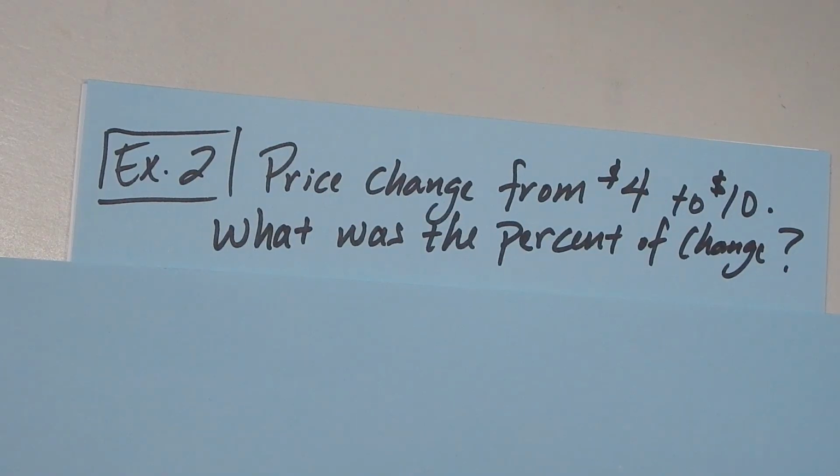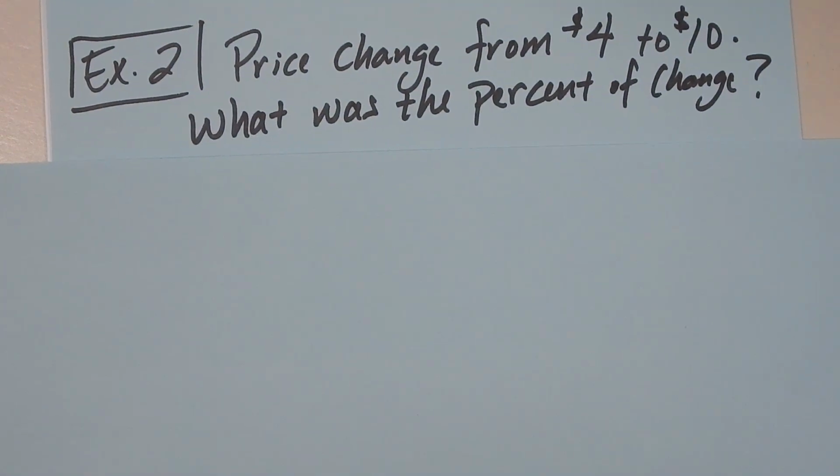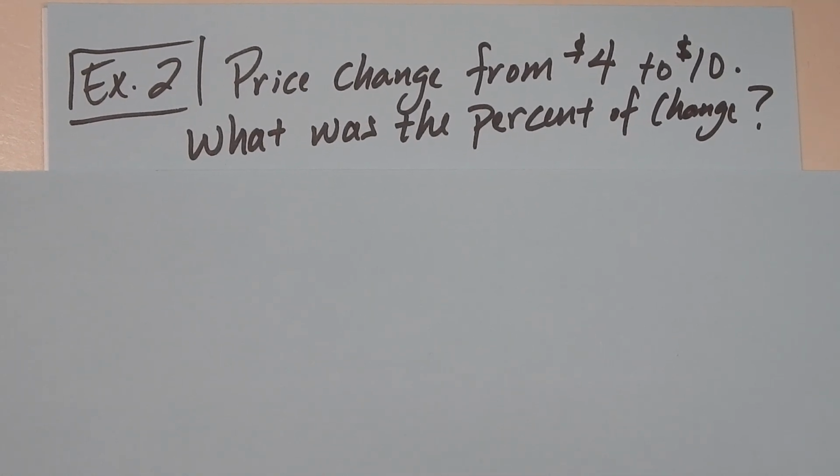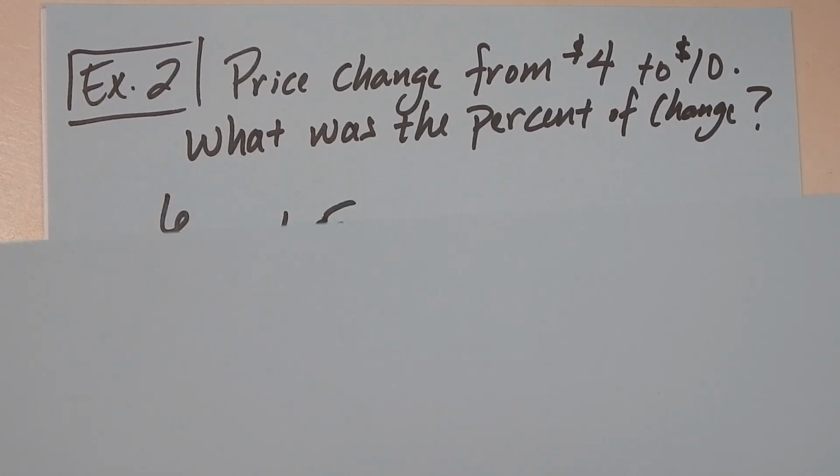Let's look at some more examples here. So let's go the other way. What happens if the price changes from $4 to $10? What is the percent of change? This might be surprising, but it's different. This problem is different than the other one. We know it's an increase, but it doesn't increase by the same amount that it just decreased by, because we're looking at this from a different perspective.